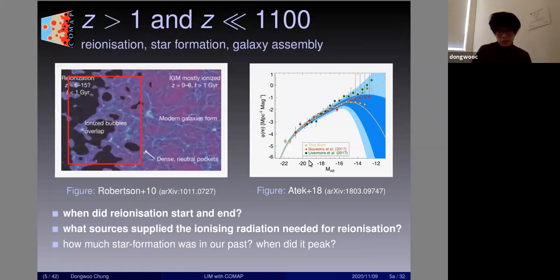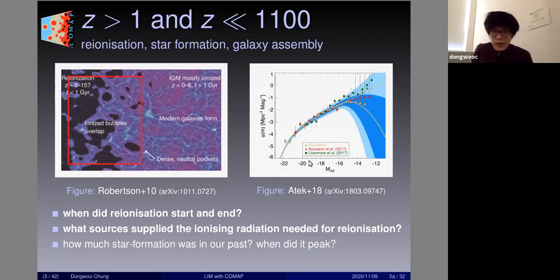CMB measurements and deep rest frame UV measurements have tied down the story for cosmic reionization somewhat, but we still don't have the timeline completely pinned down. We don't quite know exactly when it started and when it ended. And then there are still open questions about what sources are really driving the whole process.